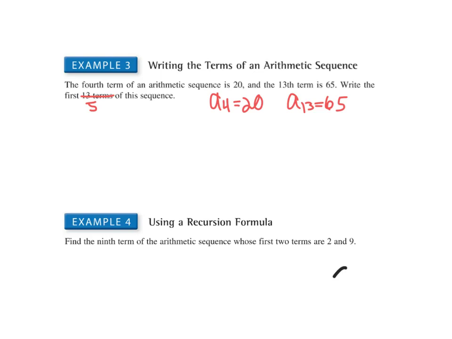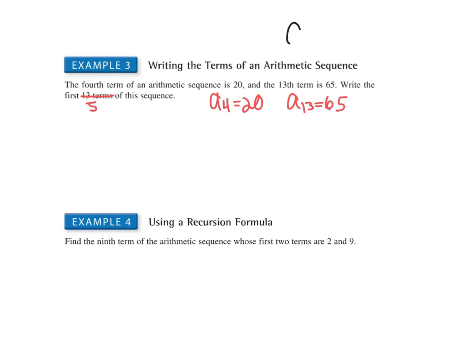All right, so if your fourth term is 20 and your 13th term is 65, some of you can probably figure this out in your head, which is great, but just for ease of what's coming up later, I'm going to use a formula.